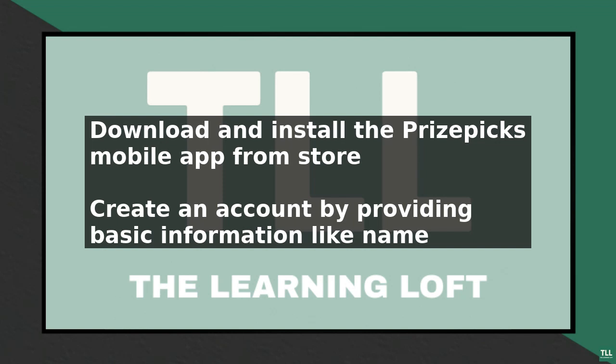To get started, first download and install the Prizepicks mobile app from the App Store. Once installed, open the app and create an account by providing some basic information such as your name, email address, and password. After creating an account, you will be prompted to make a deposit to start playing.